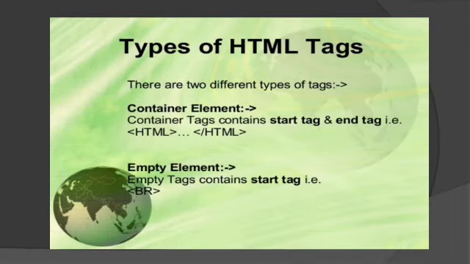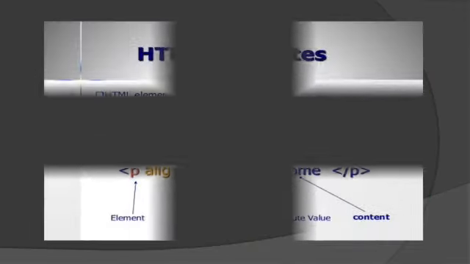Now let's discuss the types of HTML tags. There are two different types of tags. The first one is the container element, which contains the start tag and the end tag, and the second one is the empty element. It has only the start tag.